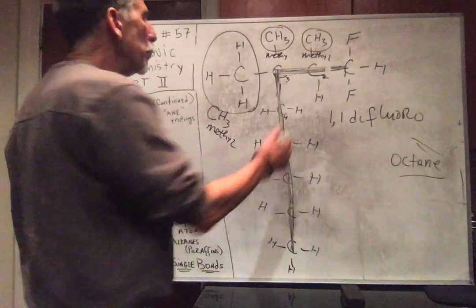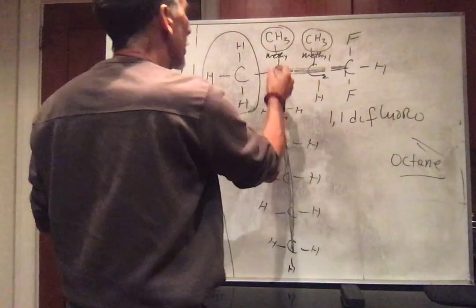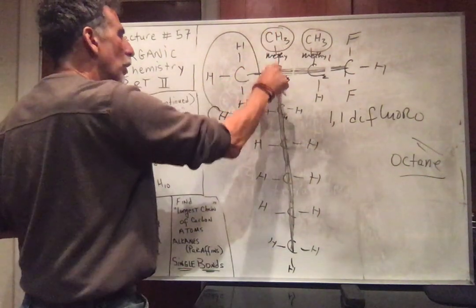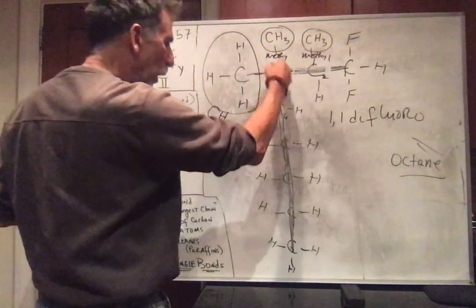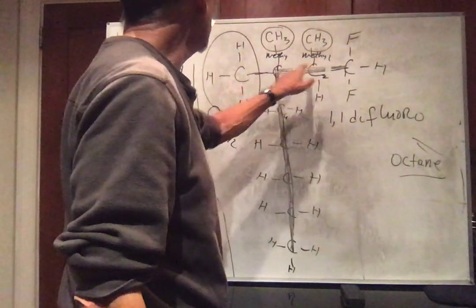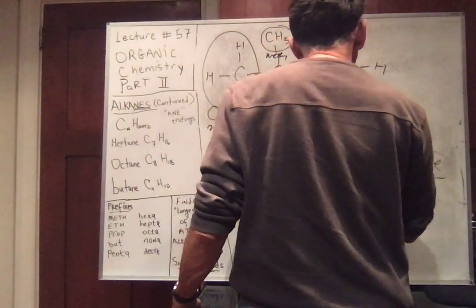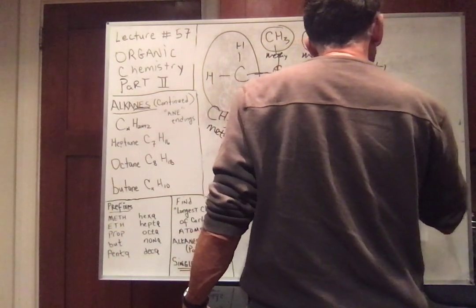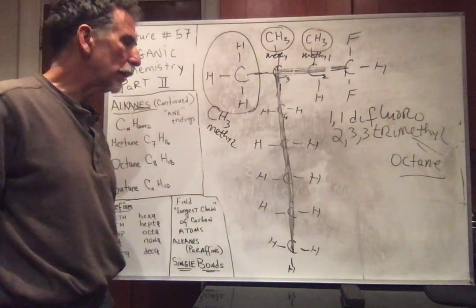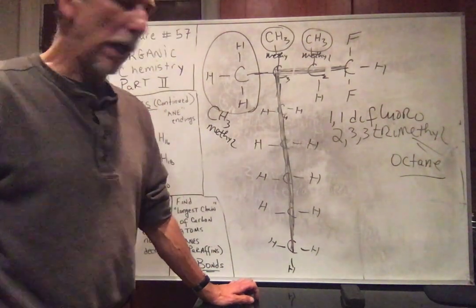All right. Now, where's the methyl? The methyl is on carbon 2. The methyl is on carbon 3. This methyl is on carbon 3. This methyl's on carbon 2. Are there any other additions? No. So what we have then is 2, 3, 3 trimethyl octane. So this molecule that I drew is 1,1-difluoro 2,3,3 trimethyl octane.